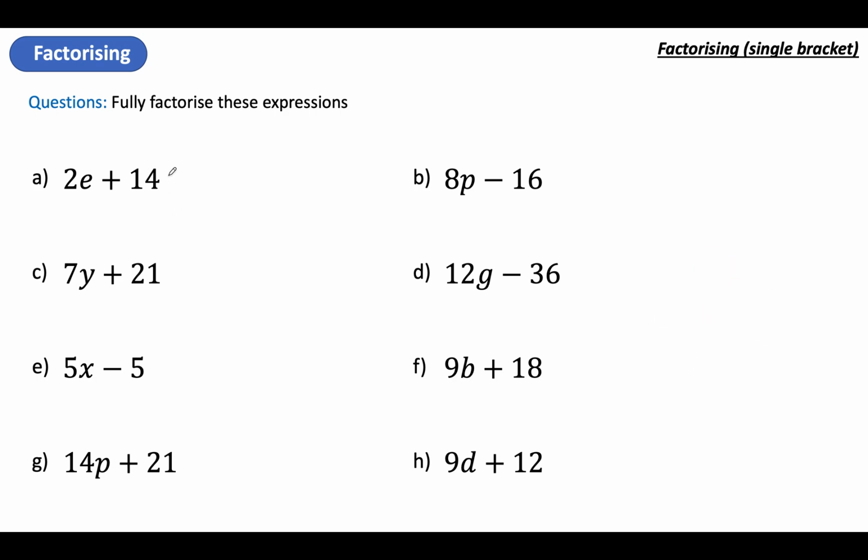So highest common factor of 2 and 14 is 2. So open up the bracket. Now I need 2e, so I times it by e.